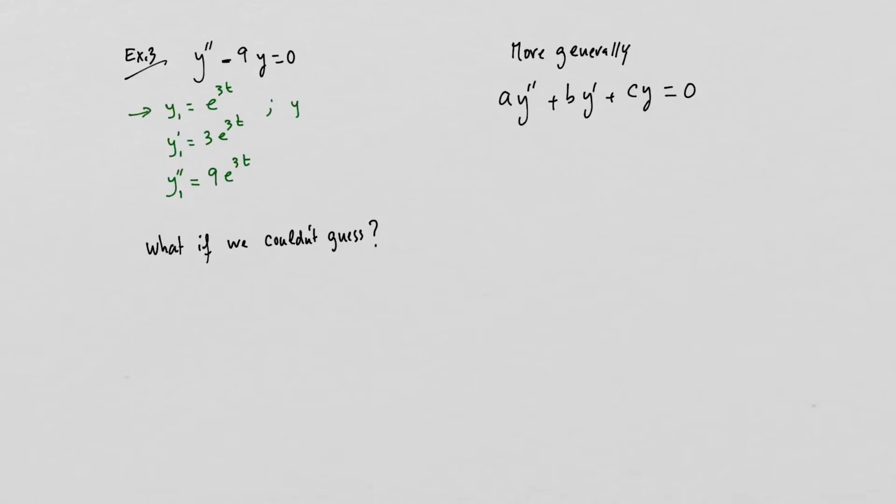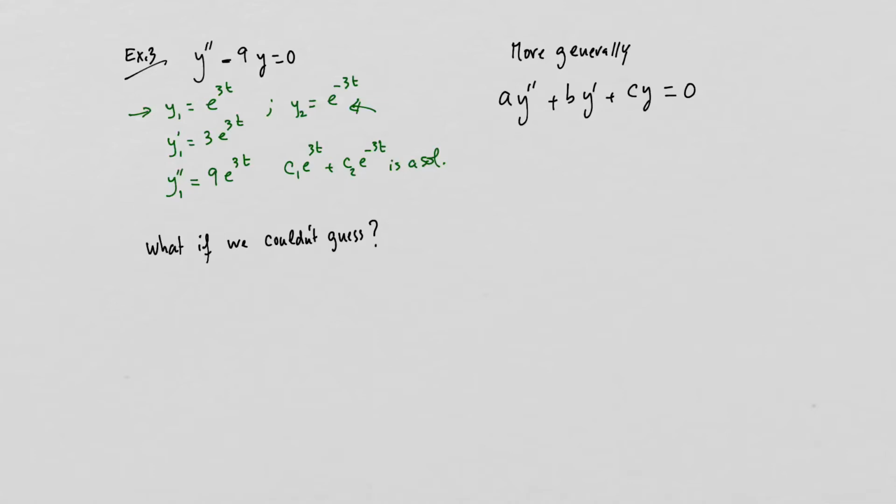And y2, you can probably guess this one as well, because the negative 3 drops, and then the negative drops again, the negative 3 drops again, and you get a 9. So these are my two solutions, and therefore c1 e to the 3t plus c2 e to the negative 3t is a solution.